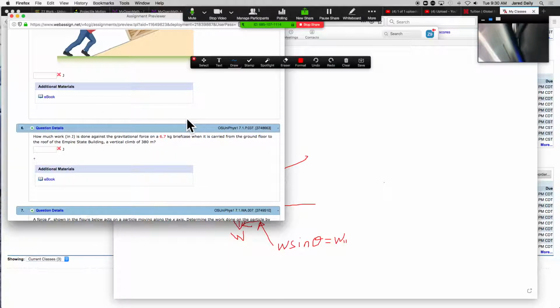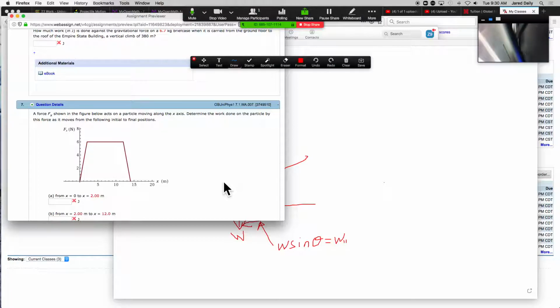But all you need to do when they say against gravity is find the weight of the object, which is the force you have to exert to overcome gravity, and then you multiply by the distance that you travel straight up, and you're good to go. You don't even have to use the cosine theta, because the cosine theta is going to equal 1, and you're done. So this is another one where it's very simple to calculate.